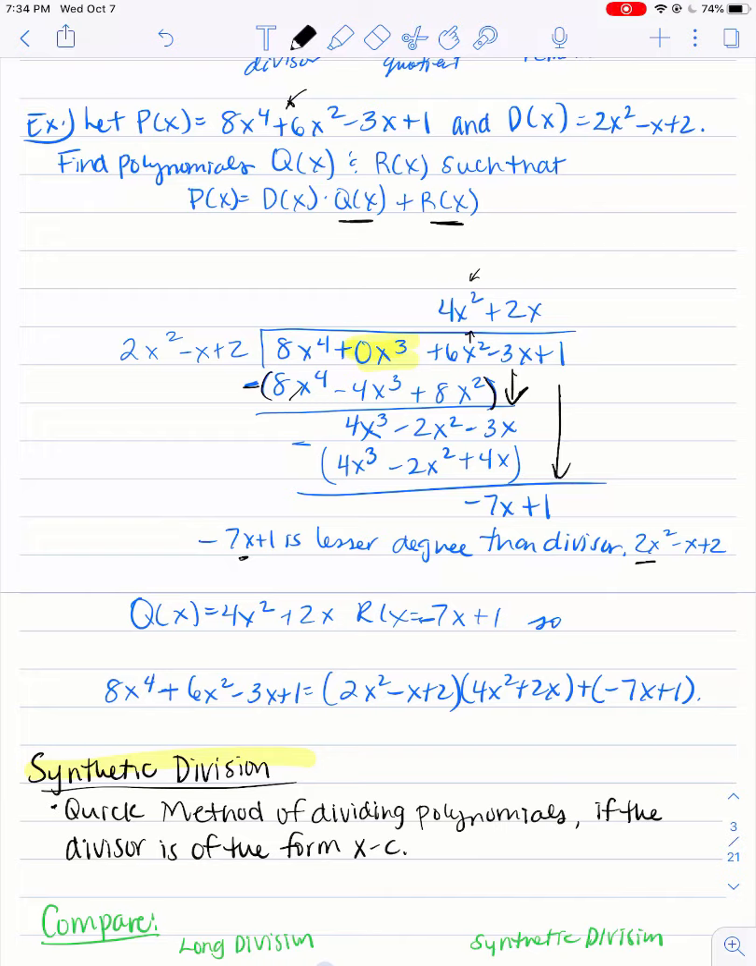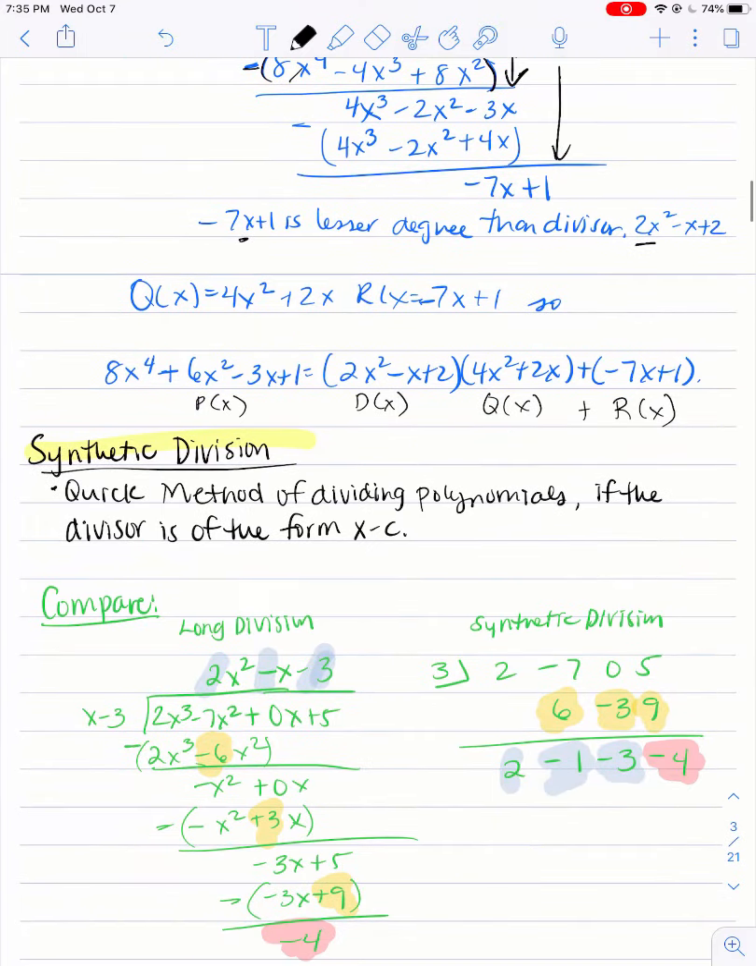So we can see here that q of x actually equals 4x squared plus 2x. And then our r of x equals negative 7x plus 1. And we can see that this is like our p of x here. This is our d of x, our q of x, and then our r of x. Okay, so that is long division of polynomials.